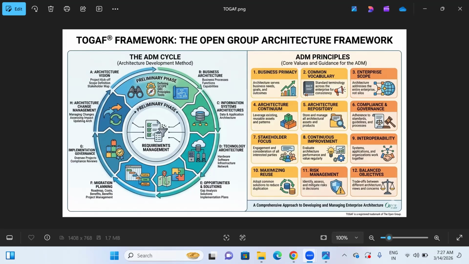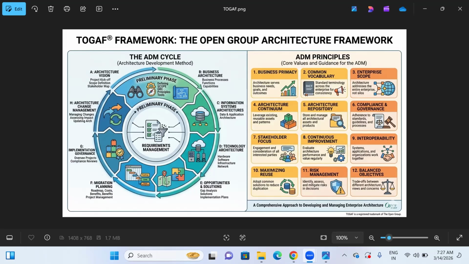The next one is migration planning, where we need to identify the roadmap. At the same time, we must know what benefits we have, and project management. How are we migrating from one system to another system, right? How has the data migration taken place? This is all about the migration planning part.